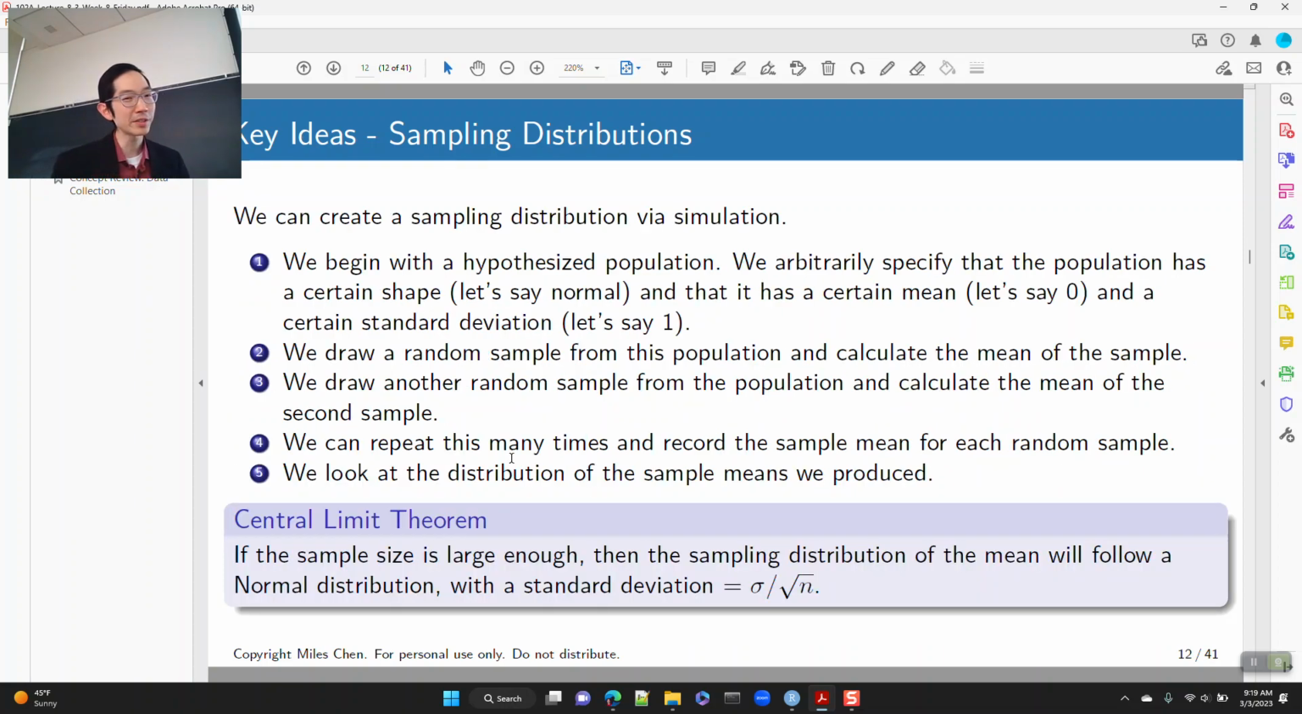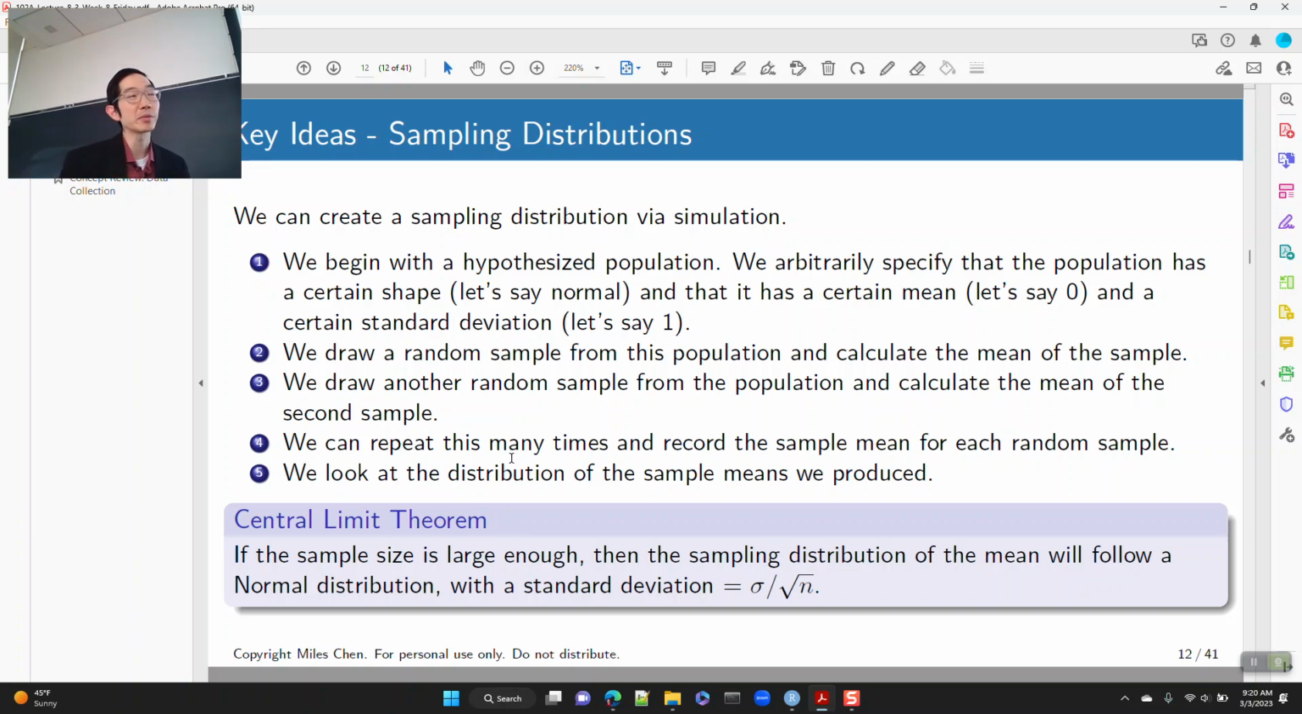And so this is one way for us to create a sampling distribution via simulation, right? We start off and say, let's say we have some kind of population, and we'll specify what the population looks like. In this case, I'm going to say the population will be standard normal, so we'll have a mean of 0, standard deviation of 1, okay? But you could specify whatever population you want. What we'll do is we'll draw a random sample from that population, and we're going to calculate the mean.